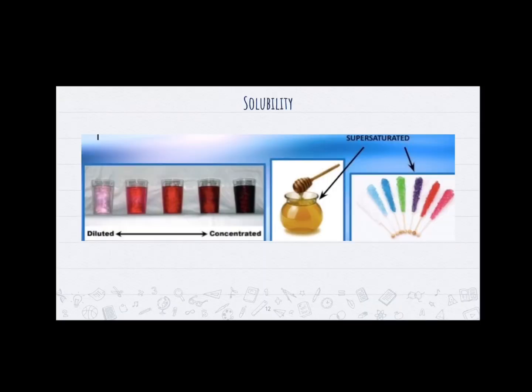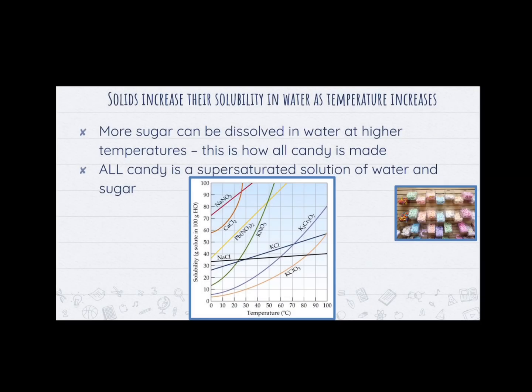So here's an example of what that looks like. If I have some type of red mixture, I can keep adding water to it to dilute it down and the color gets a lot lighter, or I can make it super concentrated like on the right. Honey and these little crystal rock candy are examples of something that's really super saturated.